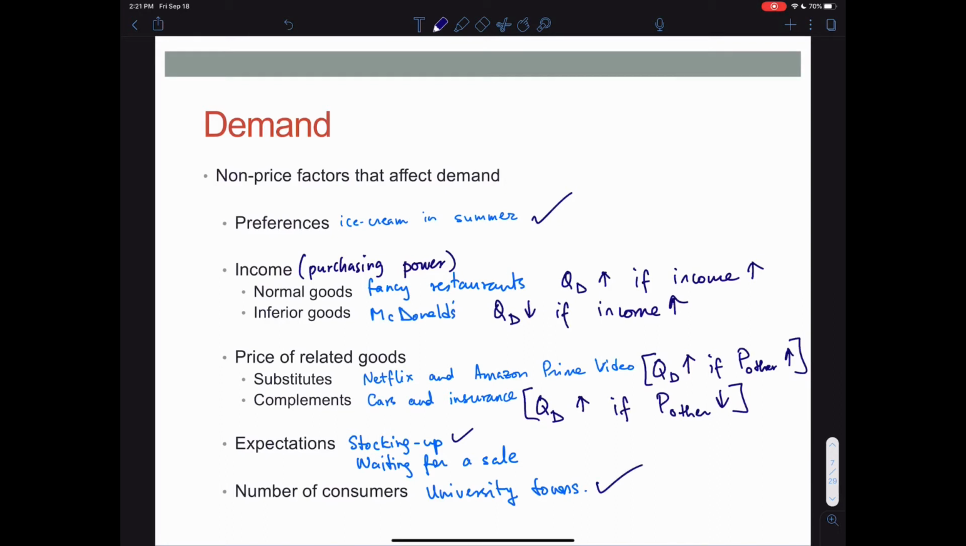The last factor is something that affects total demand for a good or market demand for a good, and that is how many consumers you have in the market. A good example of this is university towns. University towns are towns or places where the dominant presence is that of a college or a university, and usually what will happen is businesses will close during the summer when students are not on campus, and open up again when students come back for the fall and winter. So that's how number of consumers will have an effect on demand as well.